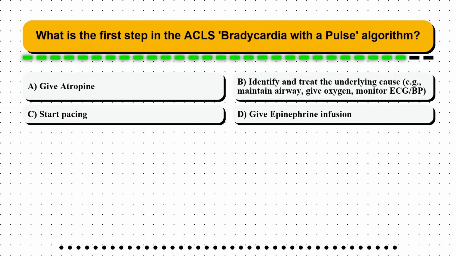Question 26. What is the first step in the ACLS bradycardia with a pulse algorithm? Option A, give atropine. Option B, identify and treat the underlying cause, for example, maintain airway, give oxygen, monitor ECG/BP. Option C, start pacing. Option D, give epinephrine infusion.